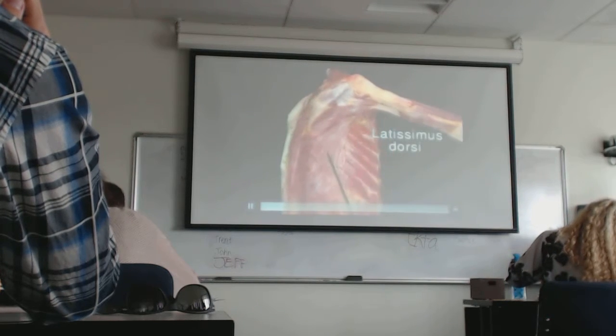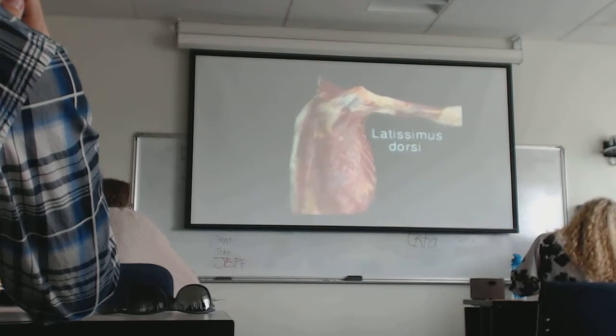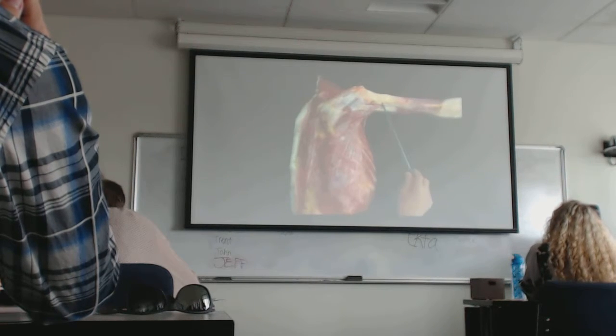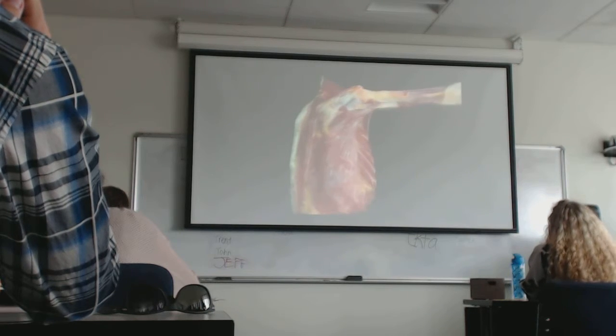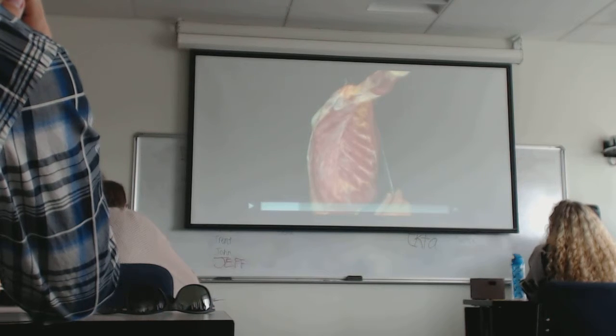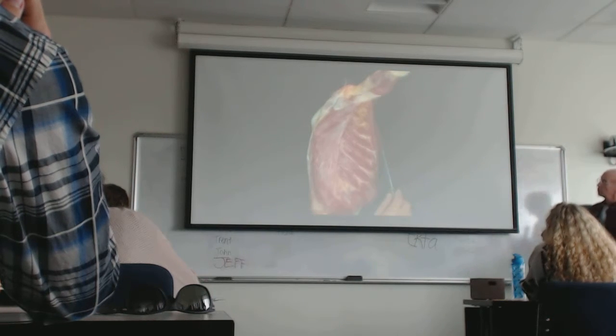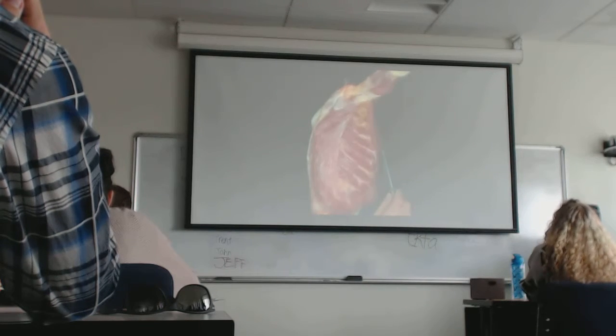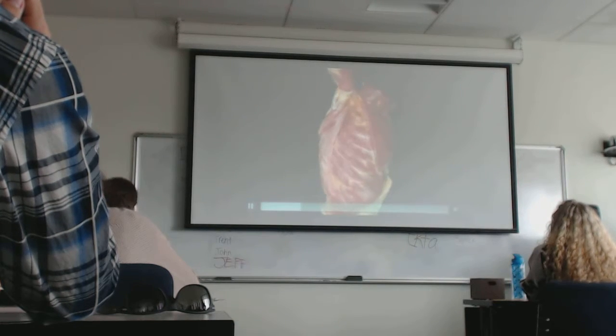And latissimus dorsi on the back. These two are alike in that they both pass directly from the trunk to the humerus, bypassing the scapula. Between them, they define the posterior and anterior walls of the axilla. And so there you see a beautiful image of this axillary region between the latissimus and the pectoralis.